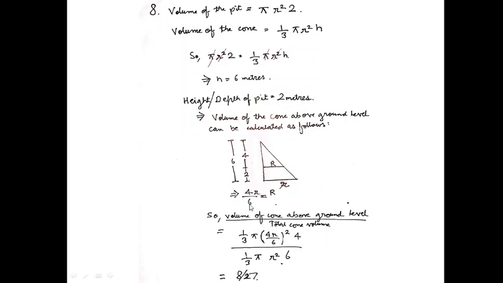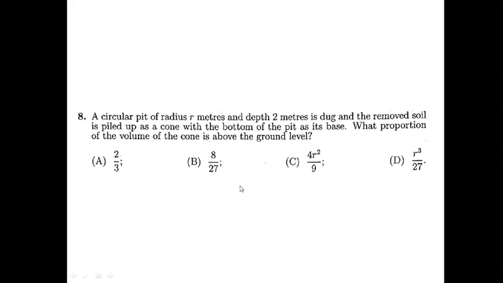Okay, 4 by capital R equals 6 by small r, and rearranging will give this. So the volume of the cone above ground level by the total cone volume equals 1 by 3 pi into this R, capital R is 4r by 6r square, into h is 4 for the upper cone, or the cone above the ground level, divided by 1 by 3 pi r square into 6. And this you will get 8 by 27. So our answer is B.